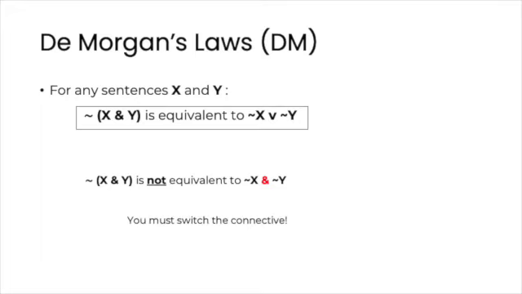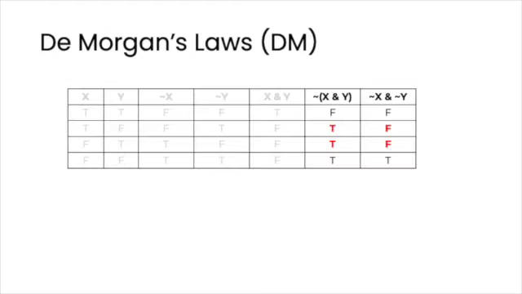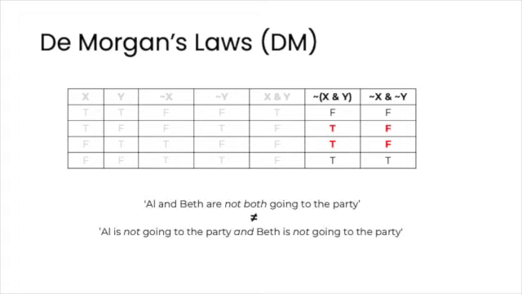Switching the connective is a crucial step here. You can see the non-equivalence in this truth table. And the difference is also apparent in English. If I say Al and Beth are not both going to the party, and you say Al is not going to the party and Beth is not going to the party, we're not saying the same thing at all. You're actually saying something stronger, that is something that is true in a smaller number of situations. What I said is compatible with, say, Al going to the party and Beth staying home, but what you said isn't. For you to be right, both people must stay home.